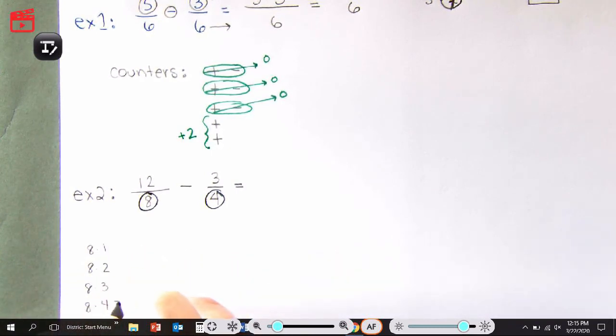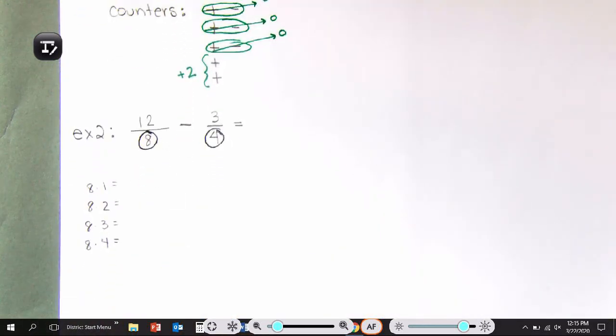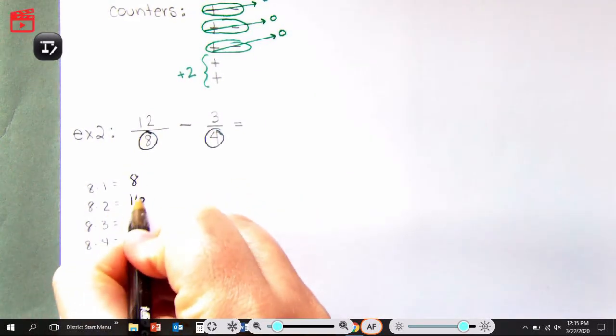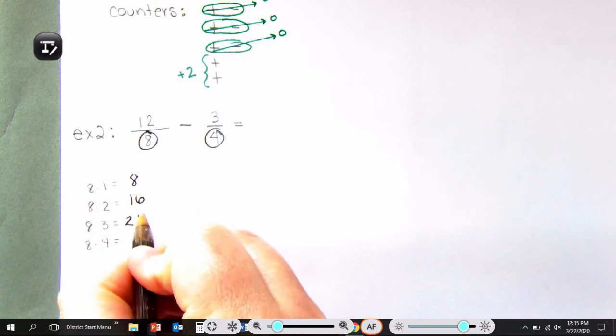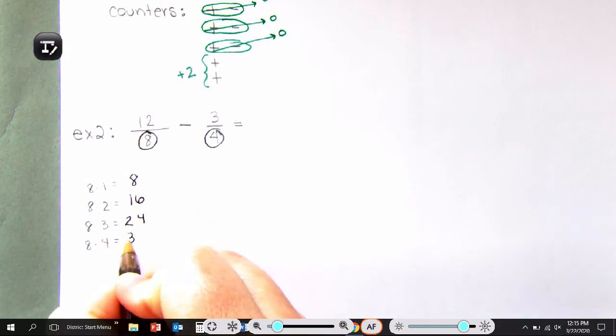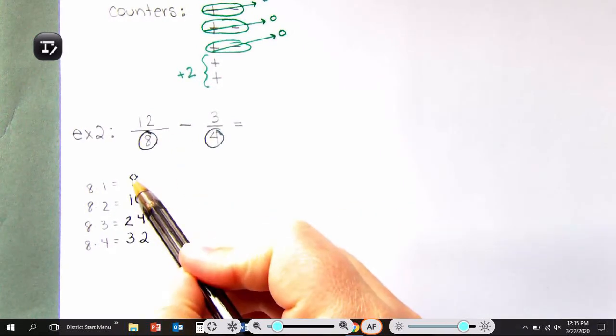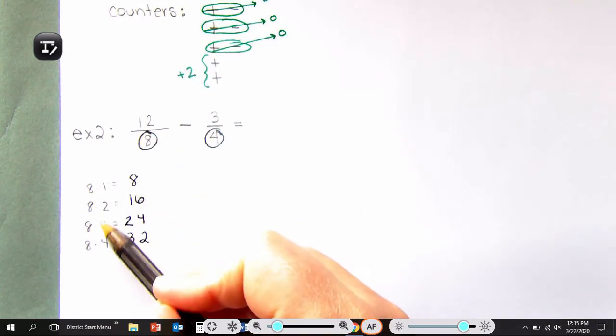How many do I need? I don't know. I'm just going to list a few and hopefully we can get lucky with whatever we listed. If it's not enough, you continue listing. So 8 times 1 is, let me change colors, 8. 8 times 2 is 16. 8 times 3 is 24. 8 times 4 is 32. And again, how do you know that? Just keep adding 8 to each jump, or you can multiply.